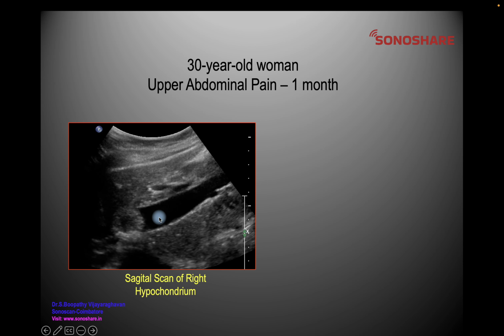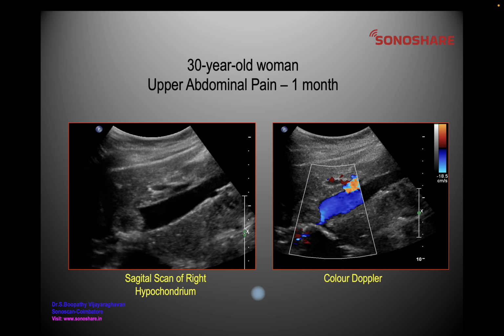So with a mass within the IVC, we'll think of a thrombus in the inferior vena cava, and you can confirm by putting the color Doppler, and you see the flow being absent in the region of the thrombus.